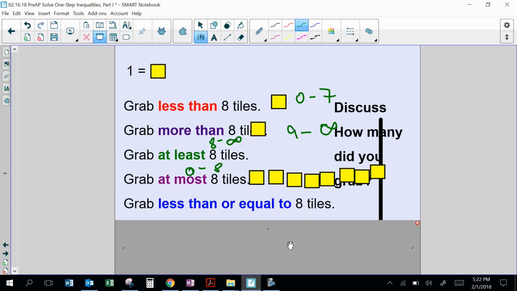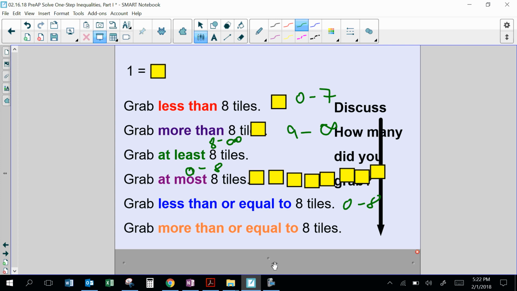Grab less than or equal to 8. So what are numbers less than 8? 0, 1, 2, 3, 4, 5, 6, 7. Can I grab equal to 8? So it's 0 to 8. And grab more than or equal to 8. So I need to grab numbers more than 8. It's like 9, 10, 11, 12. And it keeps on going. But it could be equal to 8. So 8 and up to the limit of the bag.